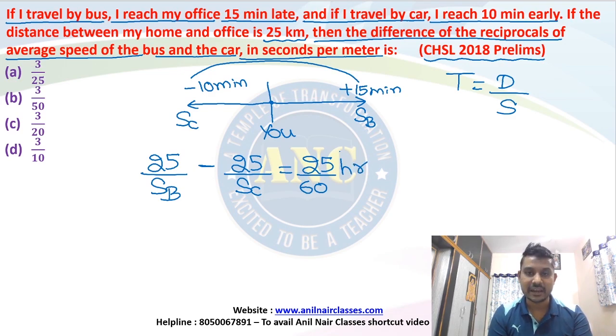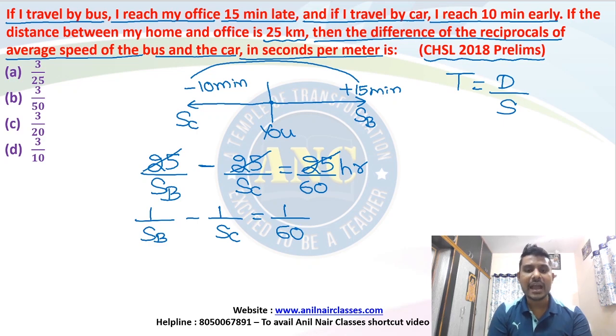I hope you are very clear. 25 cancels out. You will be left with 1 divided by SB minus 1 divided by SC is equal to 1 divided by 60. And I can say that 1 divided by 60 is hour divided by kilometer unit. Why? Because the denominator is speed. So this is 1 by SC, which is nothing but the reciprocal of speed. And the reciprocal of speed is nothing but hour by kilometer. What is the general unit of speed? It is kilometer per hour. But the reciprocal is hour by kilometer. That's what I have written here also.